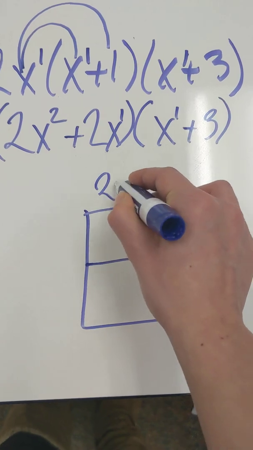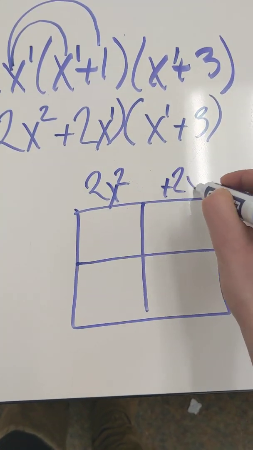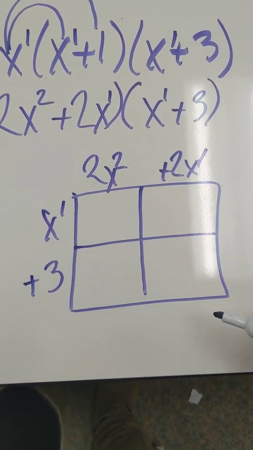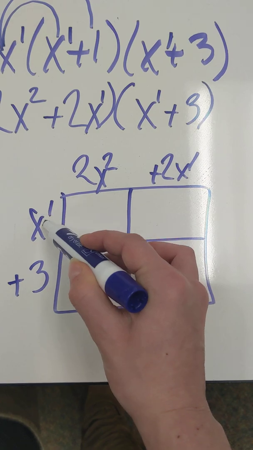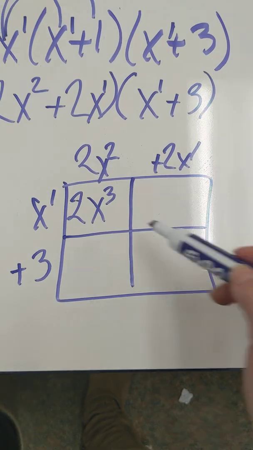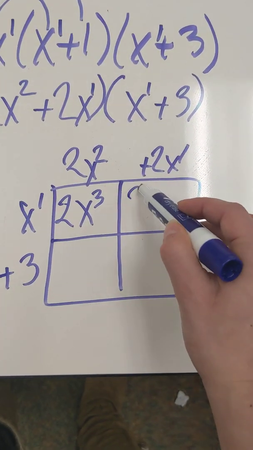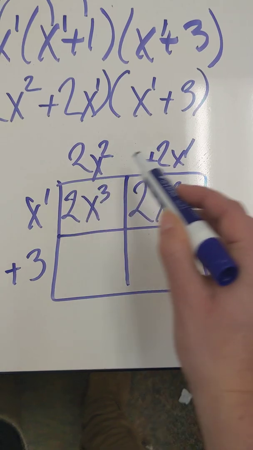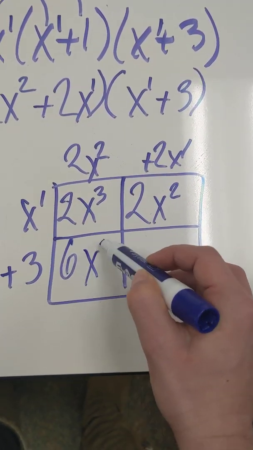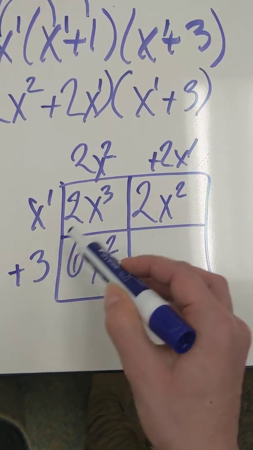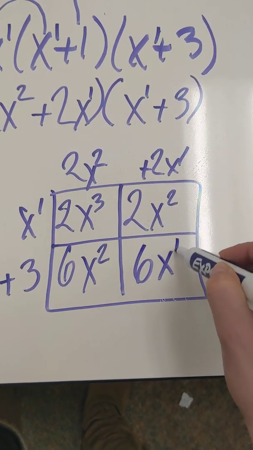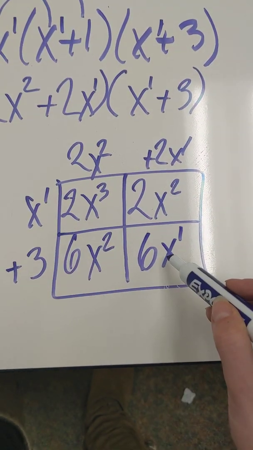You would put 2x squared plus 2x to the first, and then on the side, x to the first plus 3. 2x squared times x to the first is 2x to the third, because 1 and 2 is 3. X to the first times 2x to the first is 2x to the second, because 1 and 1 is 2. 2x squared times 3 is 6x squared, because squared but nothing to change it. And then 2x to the first times 3 is 6x to the first, because 1 but nothing to change it.